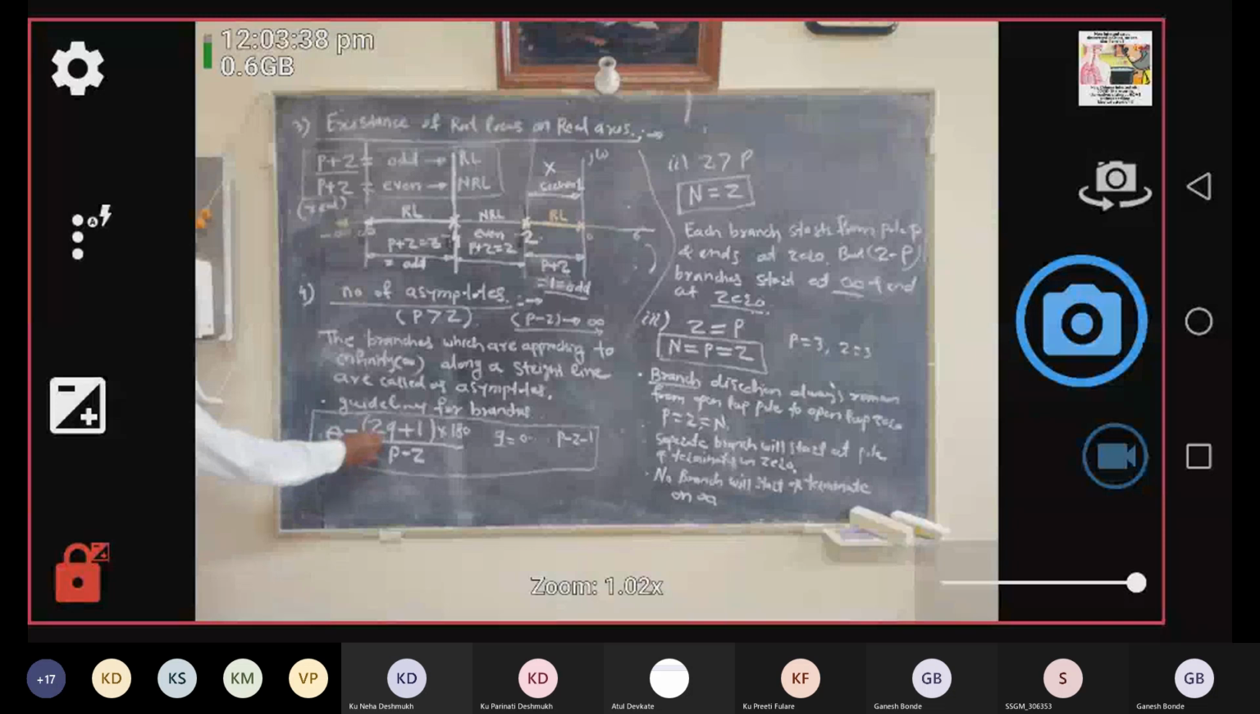So number of asymptotes is always equal to p minus z. Okay. So their angles theta will be given by (2q plus 1) upon p minus z. So here as p minus z branches are approaching to infinity, तो कौन से एंगल से वो infinity के ऊपर approach होंगे? So that angle is nothing but the asymptote. So this is your step number 4, number of asymptotes and their angle. Okay, please note down this.